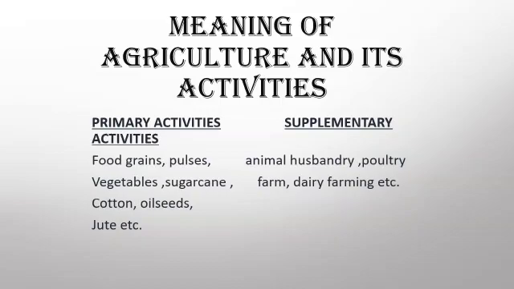Primary activities are those which are directly related to the land, like growing food grains, pulses, vegetables, sugarcane, cotton, oilseeds, jute, etc. And allied activities are called supplementary activities, for example, animal husbandry, poultry farming, dairy farming, etc.